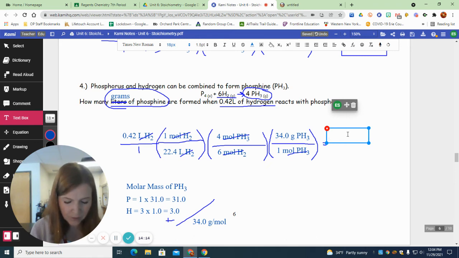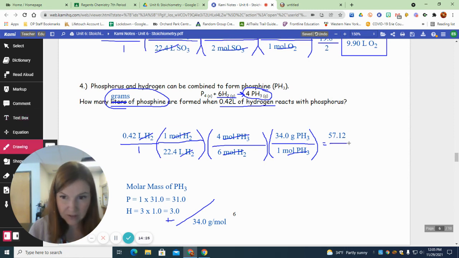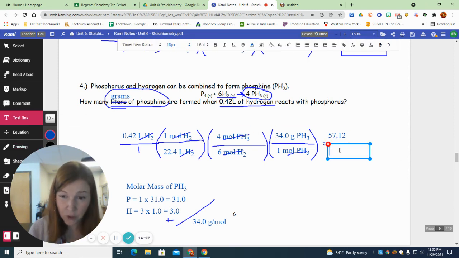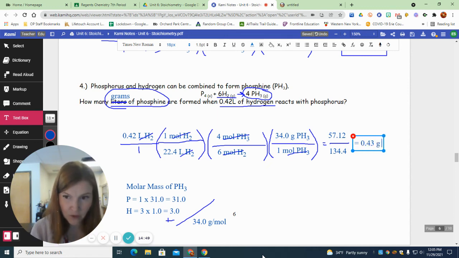So then I like to personally multiply across my numerators. 0.42 times 4 times 34.0 gives me 57.12. I like to clear out my calculator. Multiply across my denominators. 22.4 times 6 is 134.4. Then do the actual division. I'm going to round my final answer to 2 significant figures because my starting value had 2 significant figures. 0.43, and that is grams PH3.